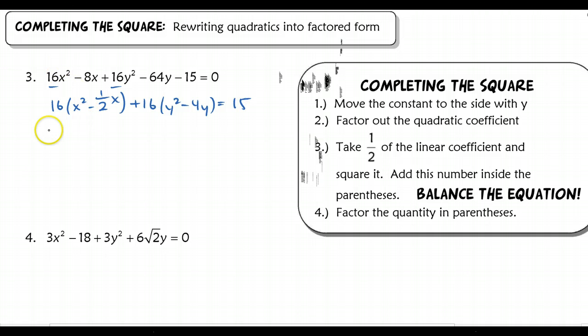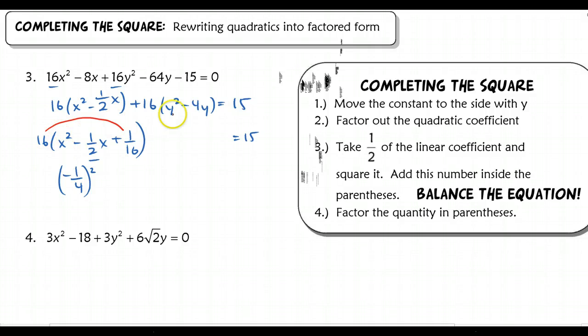Alright, now if I want to complete the square for the x term, I take half of this middle term, so that's going to be negative 1/4. I now square that number, and I get positive 1/16. On the other side of my equation, in order to balance this, I need to add back in 16 times 1/16, because that's what I'm actually changing this equation by. So I need to balance that out on the right-hand side and add 1, because 16 times 1/16 is 1.